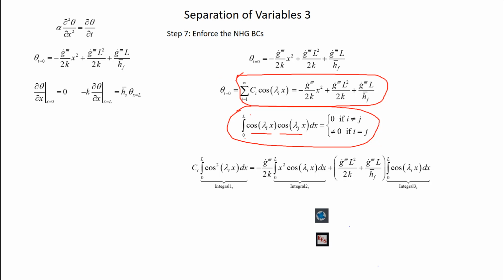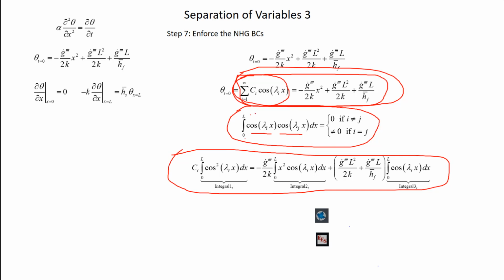So I take this entire function and I multiply it by an eigenfunction, and then I integrate from 0 to L. And what that should do is get rid of every term in this equation except for the one where i is equal to j, the term related to the specific eigenfunction that I multiplied by. So that gives me this equation here, right?